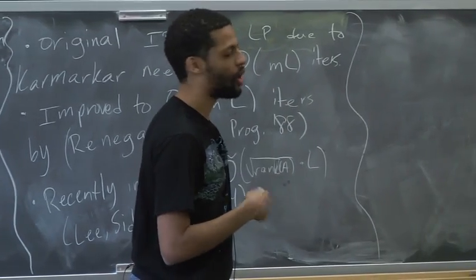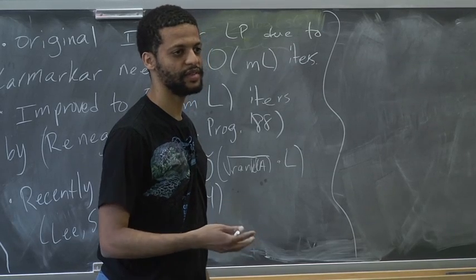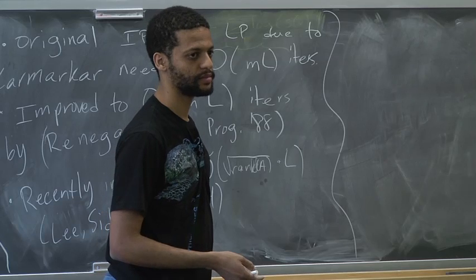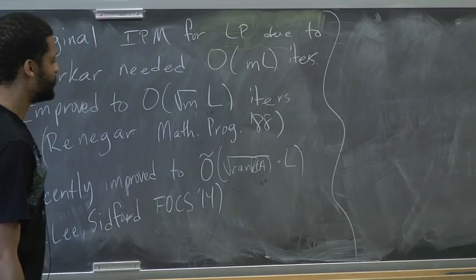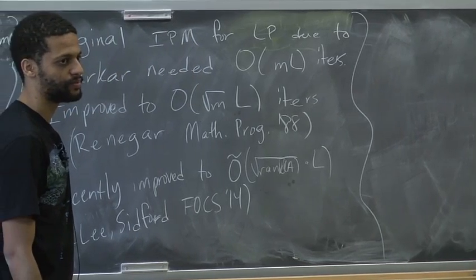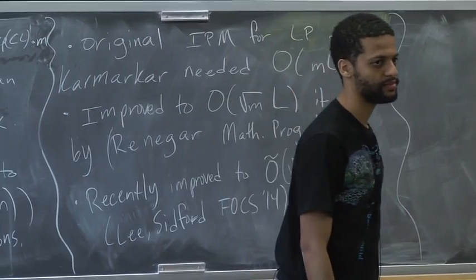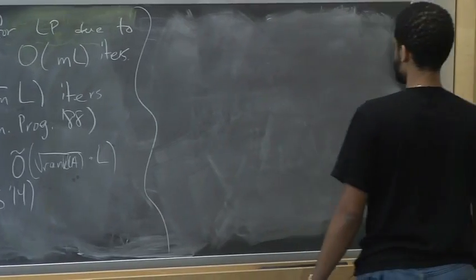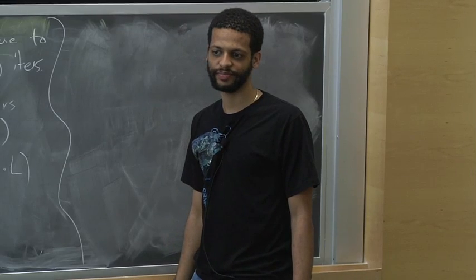compute a constant number of solutions to various linear systems. Okay, so that's what's involved. Yeah, so linear systems on n by n matrices. Yeah, good question. Any other questions?